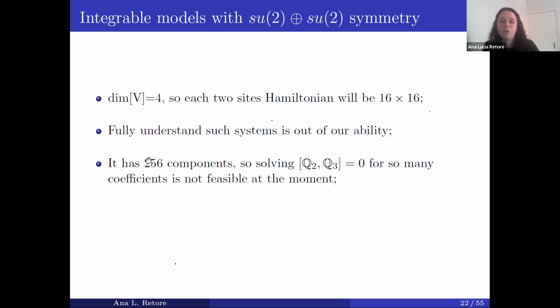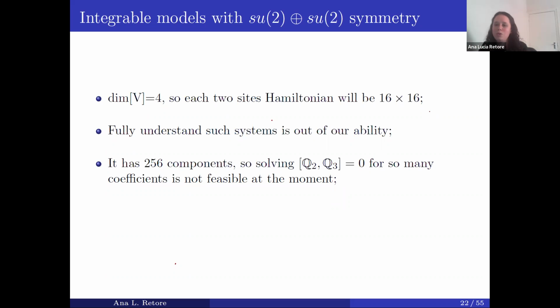But this is too big. If you have 256 unknowns, even if you manage to make Mathematica solve it, you will generate so many dependent solutions that you will never manage to see which ones are independent. It gets too out of control.